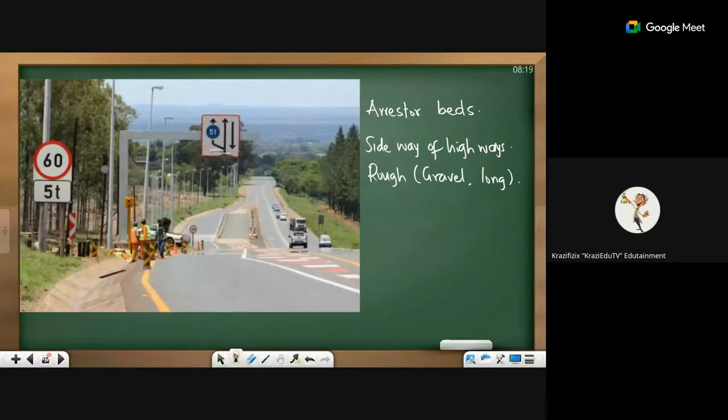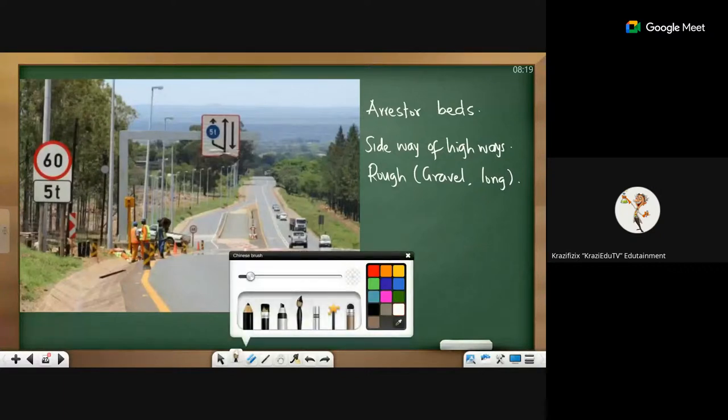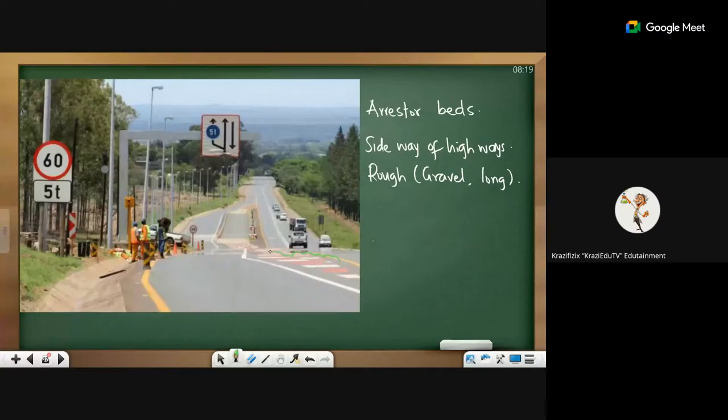This is what happens. When trucks are driving on these highways and they have brake failures, what they do is they drive onto arrestor beds. Once you see this symbol on the ground, that's the symbol for the arrestor bed. That's how you get in. This is gravel. So a truck then drives on this. Because it's rough, they are going to spend a lot of time trying to go through this. There's a lot of friction, and that friction reduces the force of the car, which allows the car to stop.